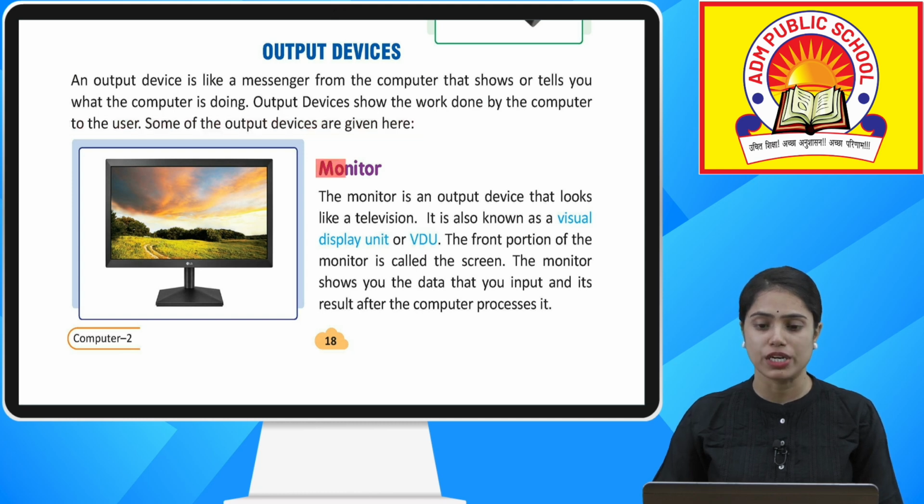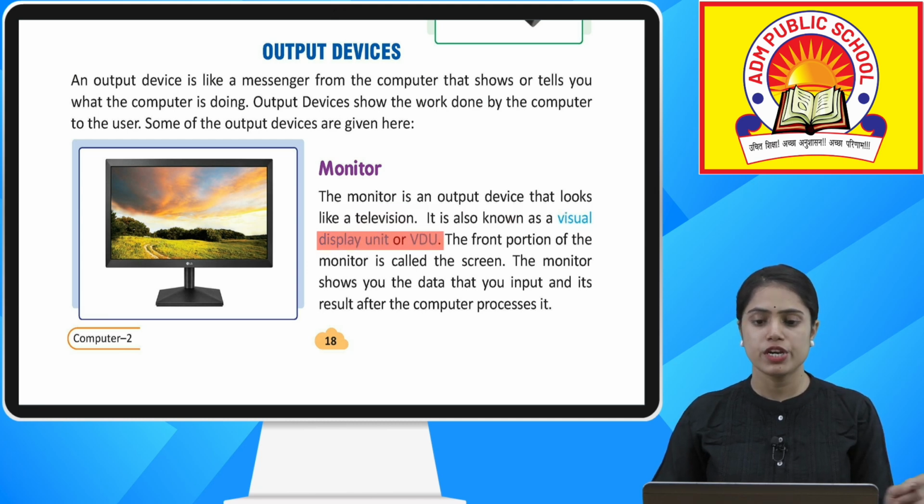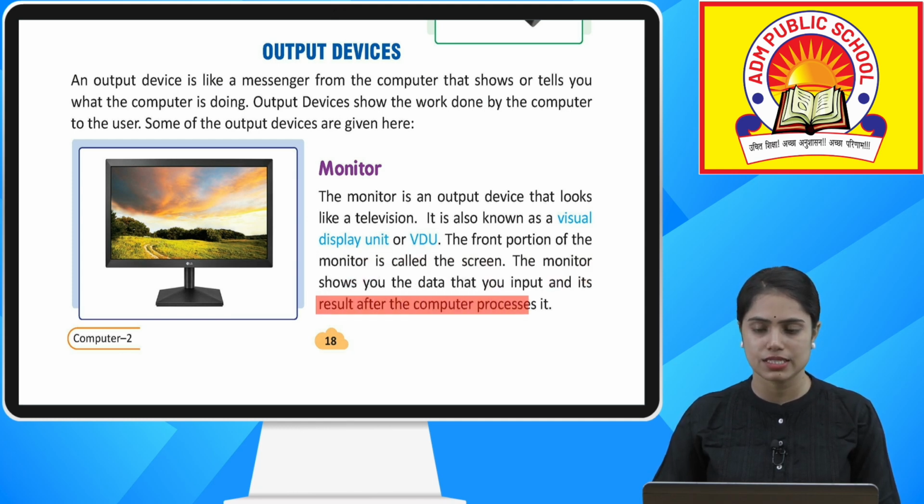The first one is monitor. The monitor is an output device that looks like a television. It is also known as visual display unit or VDU. VDU or visual display unit is also known as monitor. It looks like a television screen. The front portion of the monitor is called the screen. The monitor shows you the data that you input and its result after the computer processes it.